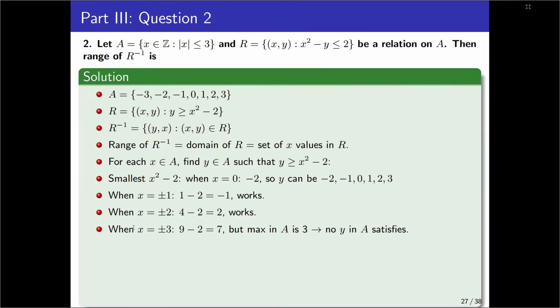Whenever x equals plus or minus 3, we have 9 minus 2, which is 7, but 7 is not within A here, so no y in A satisfies. So x can be minus 2, minus 1, 0, 1, and 2. This implies the range of R inverse is equal to minus 2, minus 1, 0, 1, and 2.